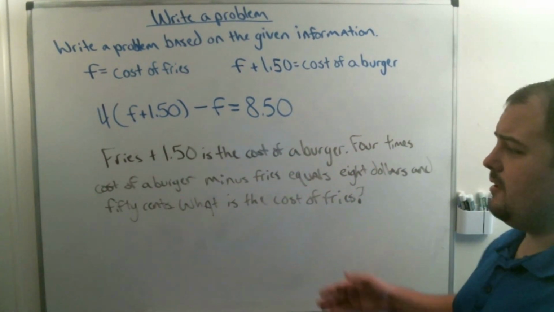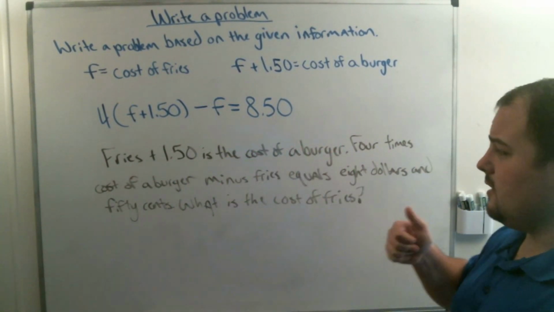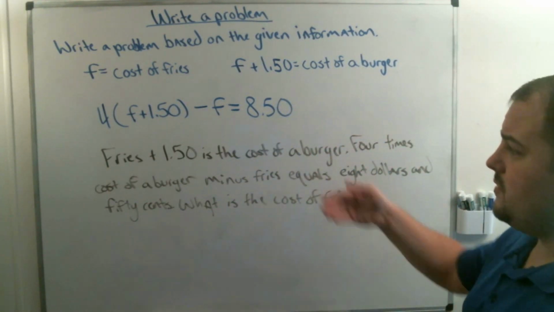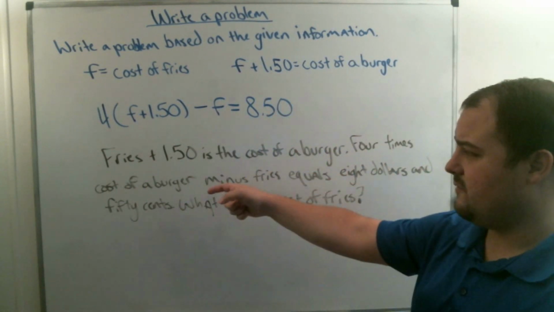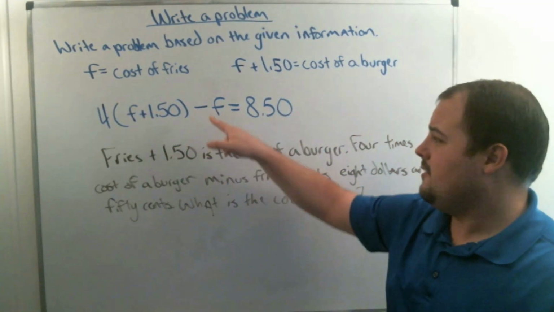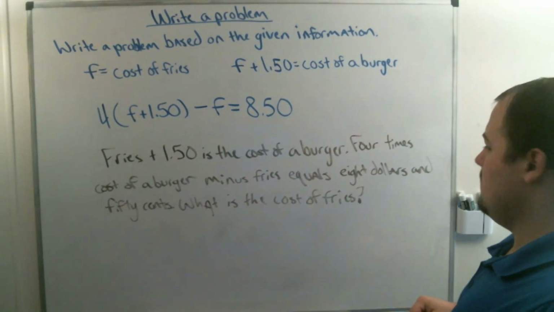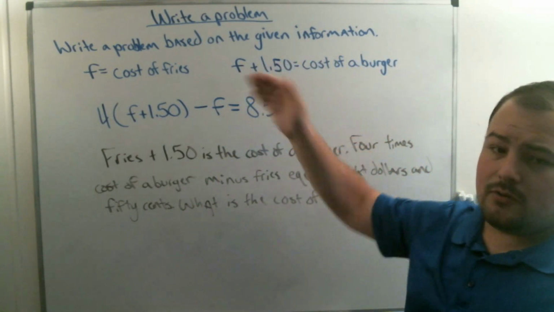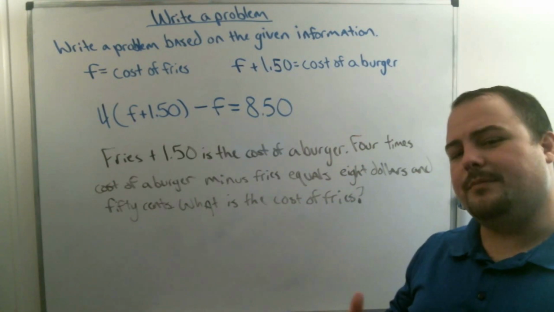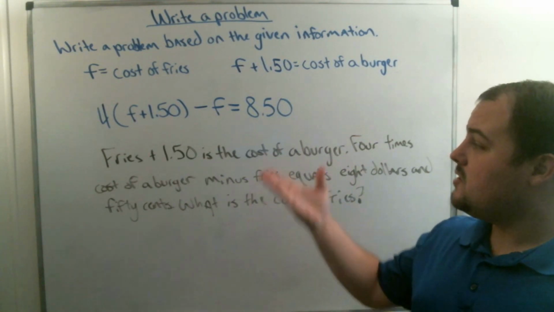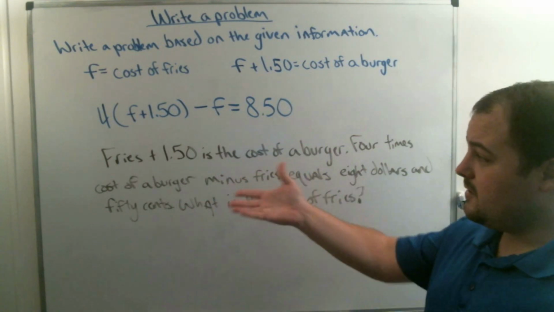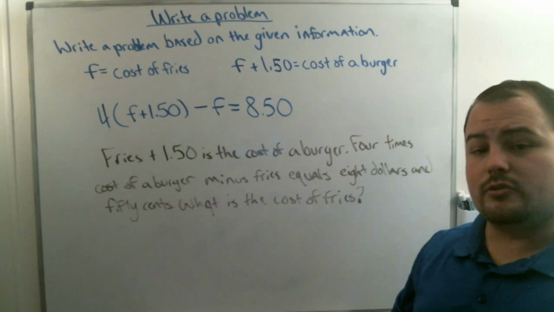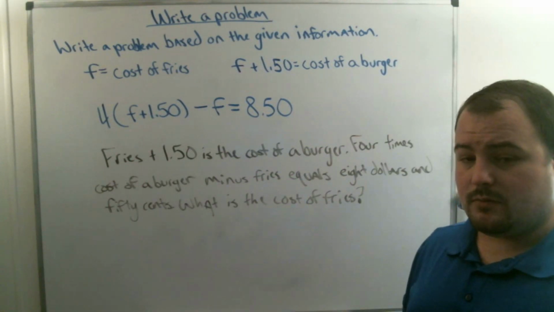So what I wrote here was, I know that if I take fries and I add $1.50, it's the cost of a burger. Well, the story problem here tells us that 4 times the cost of one burger, minus fries, is $8.50. The question is, what's the cost of fries? We know the cost of a burger, but we don't know the cost of fries, and F is our variable. In mathematics, we want to create a story problem so we're solving for our variable. We wrote a problem with the information given, and we need to find the solution to the variable that's given.